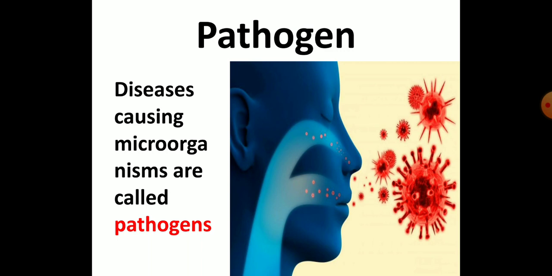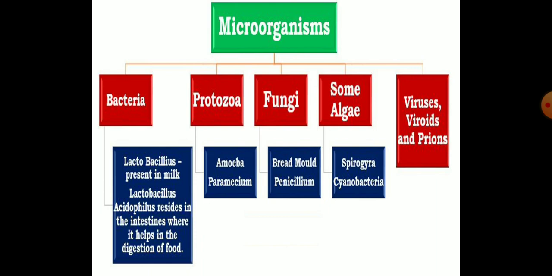Now let us try to know a little more about these microbes. There are thousands of varieties of microorganisms. Microorganisms are mainly classified into five major groups. They are bacteria, protozoa, fungi, algae and viruses. So today in this video we are going to talk about bacteria.